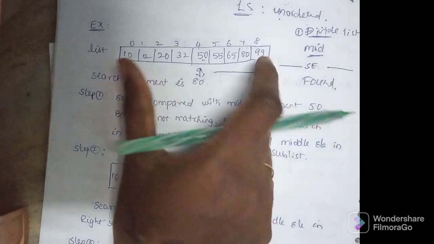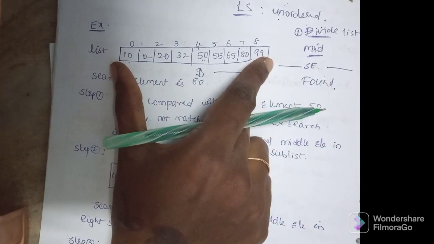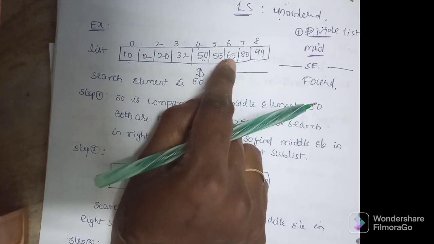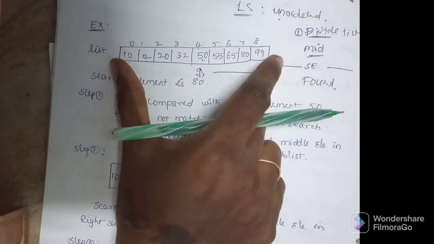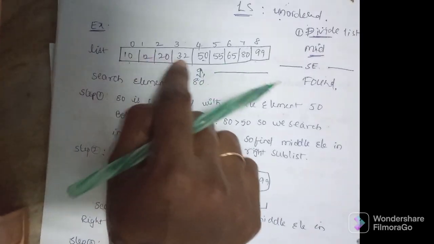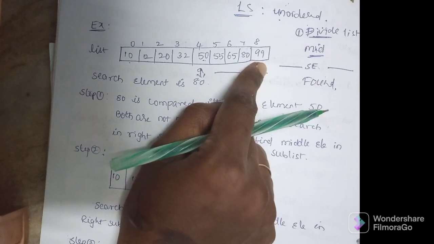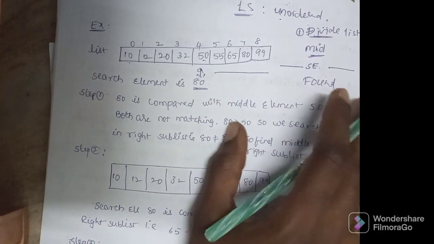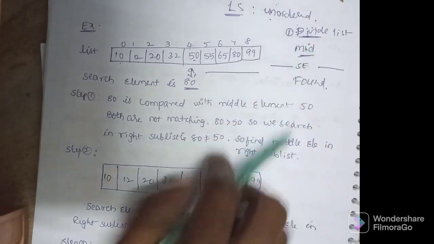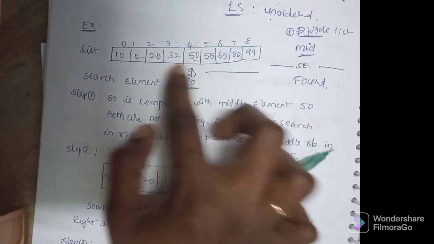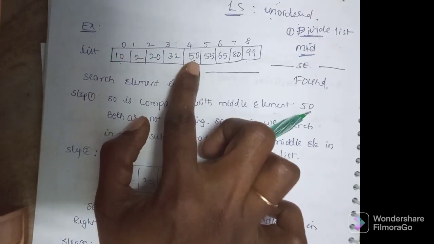Now consider an example. Here I have 9 elements in an array with the numbers 10, 12, 20, 32, 50, 55, 65, 80 and 99. These elements are in ascending order, so all values are in increasing order. Now I am considering the search element as 80. So what is our algorithm? First divide the list into two parts. These 4 elements are one part, these 4 elements are the other part, and this is the middle element.